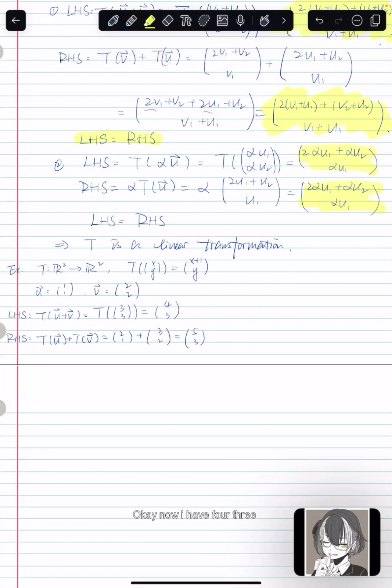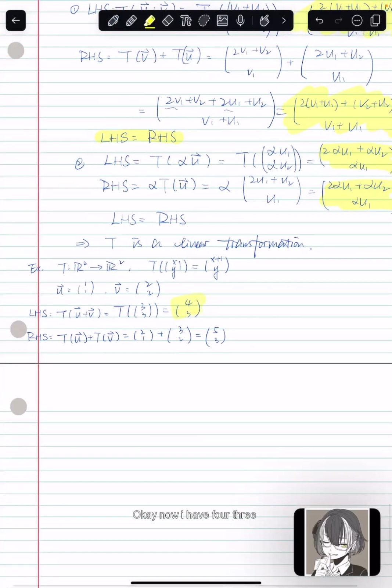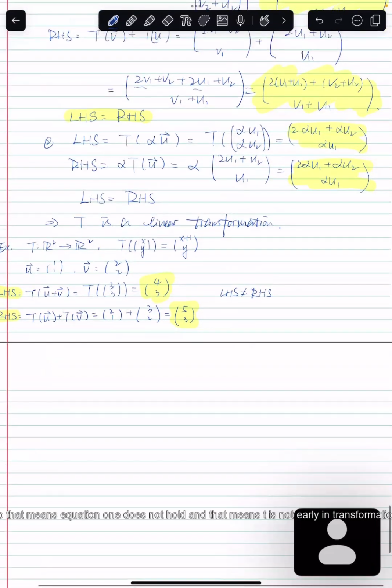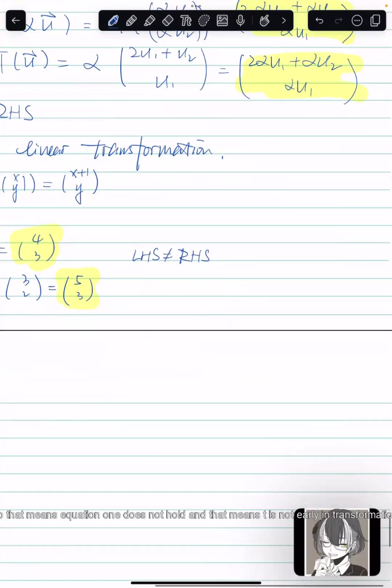Now I have (4, 3) for my left-hand side, and (5, 3) for my right-hand side. So this time, my left-hand side does not equal the right-hand side. So that means equation 1 does not hold, and that means T is not a linear transformation.